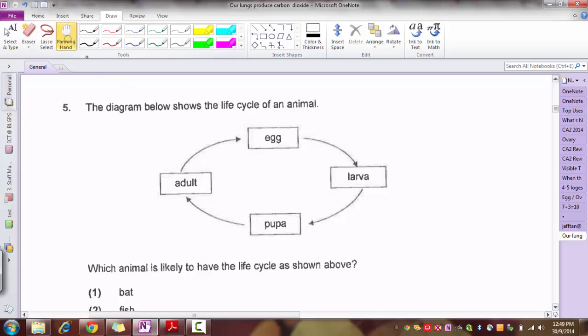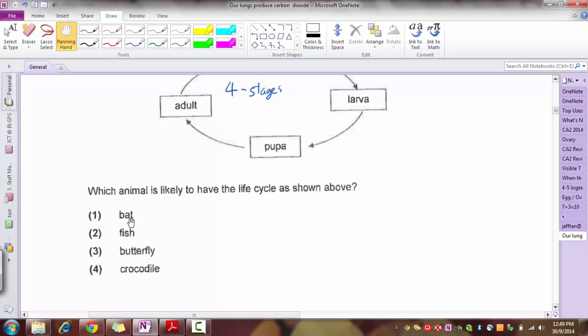Question 5. The diagram below shows the life cycle of an animal. Which animal is likely to have the life cycle as shown below? This is a 4-stage life cycle. Okay, there are 4 stages. So let's recall what are the animals that have 4 stages. Bat is 3-stage, so bat is wrong. Fish is 3-stage, so fish is wrong as well. Butterfly, yes, butterfly is 4-stage, so this may be my answer. Crocodile is 3 stages, so no. My answer is butterfly.